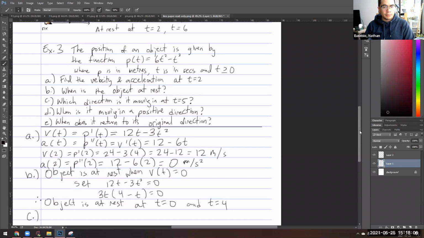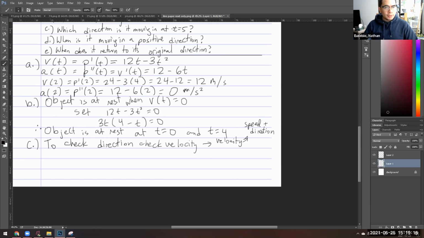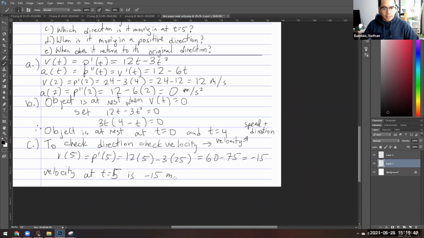Okay, which direction is it moving in at t equals 5? To check direction, speed by itself doesn't tell you if you're going backwards or forwards, or if you're going east or west. Let's plug in v of 5, which is p prime of 5. 12 times 5 minus 3 times 25, which is 60 minus 75, which is minus 15. So velocity at t equals 5 is minus 15, again that's meters per second. So it's moving in a negative direction.